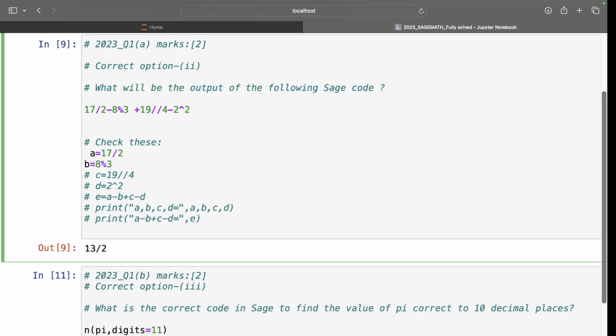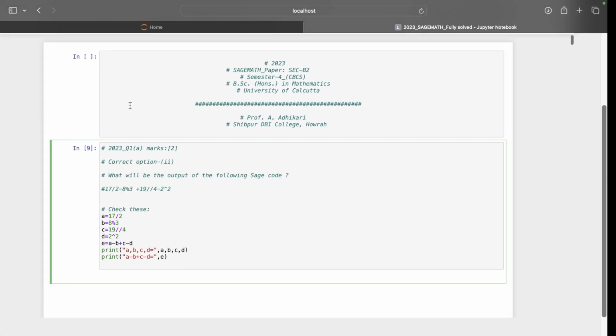So first we write A equal to 17/2, B equal to 8 modulo 3, C equal to 19 double slash 4. That is actually called floor division, and then print A, B, C, D, and the last print is the total result. First we stop this, and next we run this code.